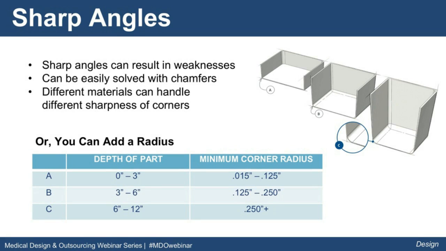Sharp angles. Sharp angles can result in weaknesses. This can easily be solved with chamfers, and different materials can handle different sharpnesses of the corners. You can see the pictures in the top right corner, giving you an idea of the radii that are going to be needed based on the depth of draw of that part. If you look at example A, the depth of part is anywhere between 0 to 3 inches. It's going to give you that minimum quarter radius that we're looking for. Same thing with B, depth of part 3 to 6, and C, 6 to 12. You can utilize this when designing the part to give you estimates on the radii and sharpness we're looking for.